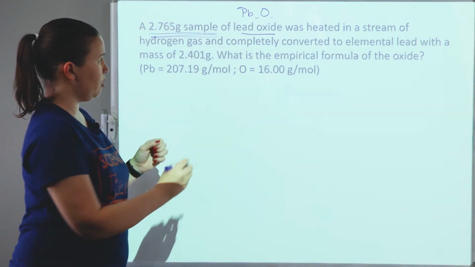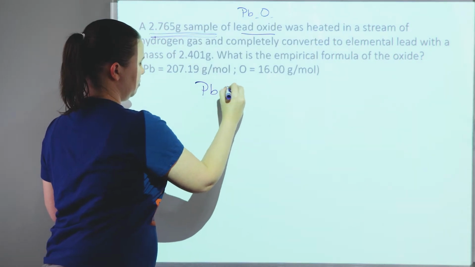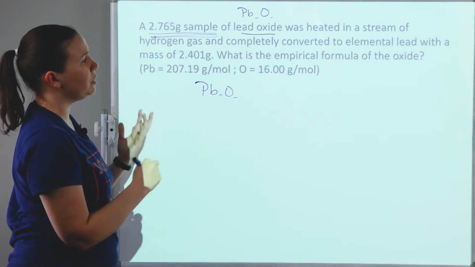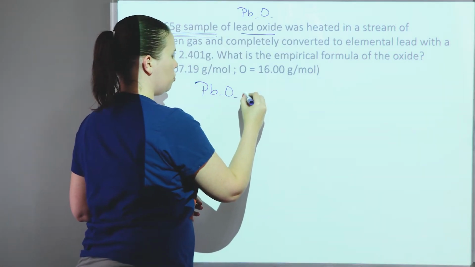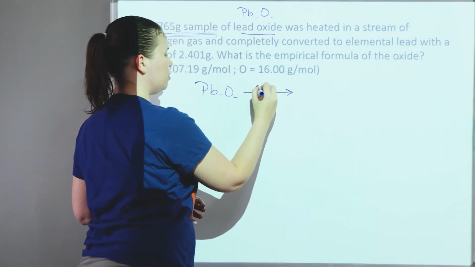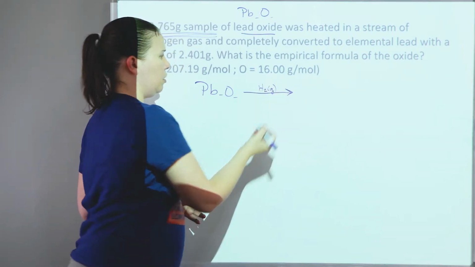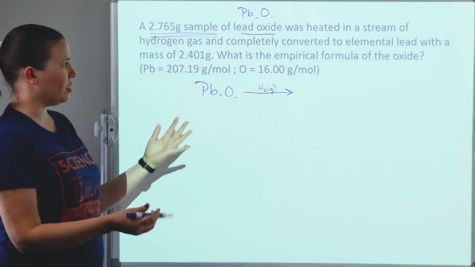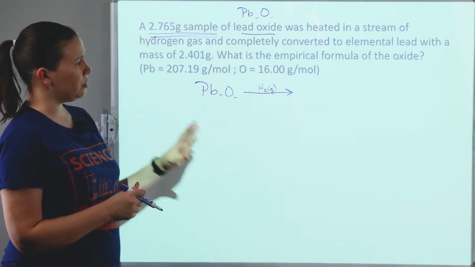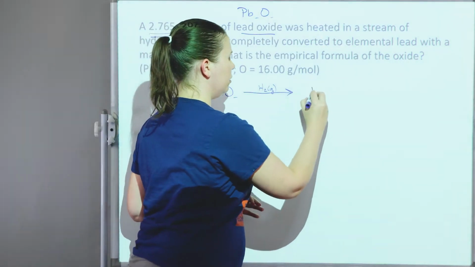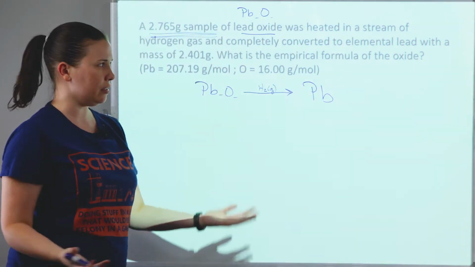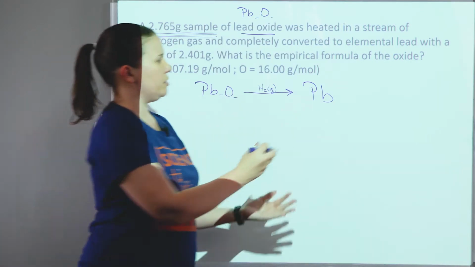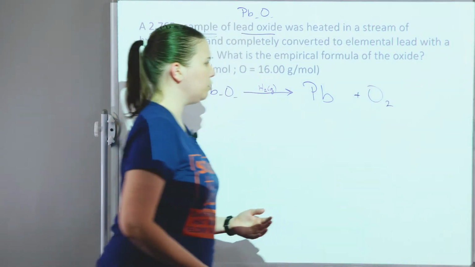What it tells me here is that this lead oxide was heated in a stream of hydrogen gas and completely converted. There is a way to show that the chemical reaction used a hydrogen catalyst without it being an actual participant in the reaction. Not that that matters to this problem, I just wanted to show you what that looks like. It's converted into completely experimental lead, Pb, and we know that lead can exist alone. It's not diatomic, so we'll leave it like that. And there would obviously have to be some oxygen given off as well, which we know would be diatomic.